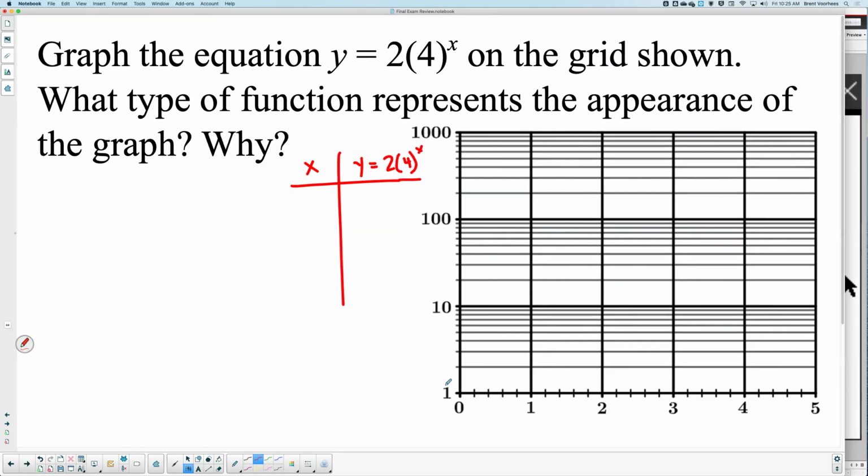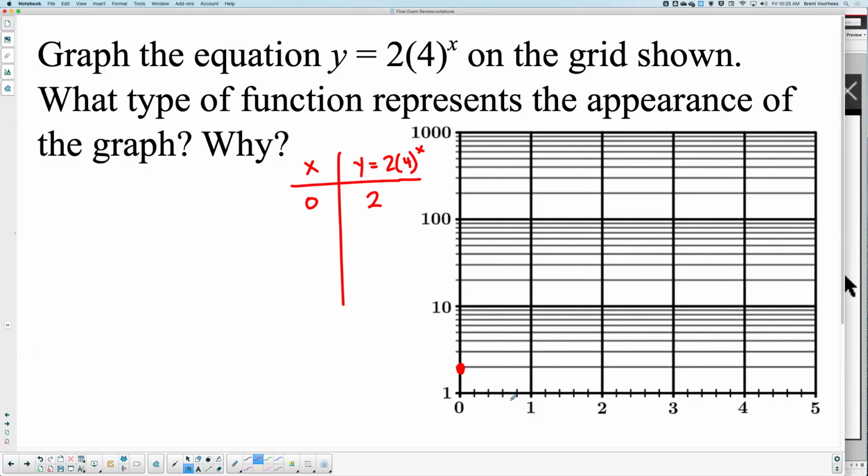All right, let's plot when the x value is 0. Plug in a 0 there. What is 4 to the 0 power? Anything to the 0 power is 1. What's 2 times 1? 2. Okay, so at 0 we have the point 2. Remember, on the y's it looks like it starts at 1, so that's a 1. That means 2 is the next mark. Put a dot right there. There's our first point.